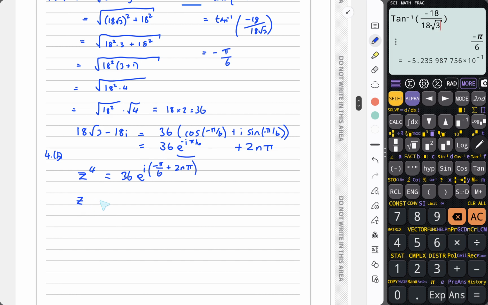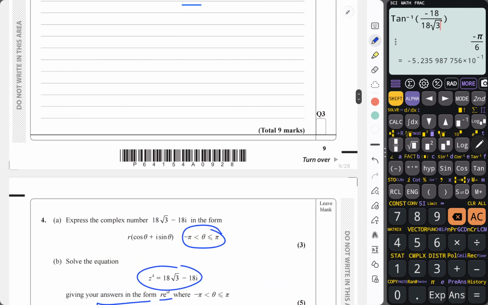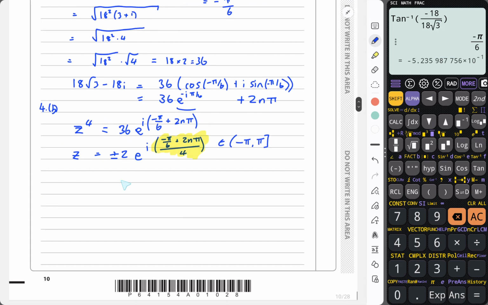If I want to work out z, I need to take the 4th root, so that'll be plus or minus 2 for that bit, and then it's going to be e to the i, and then all of this stuff, (minus pi over 6 plus 2n pi) over 4, because that's how indices work. It might be worth working out the range of values this could be. The argument needs to be between minus pi and plus pi, inclusive at the top end. One way of doing that is solving a little equation.